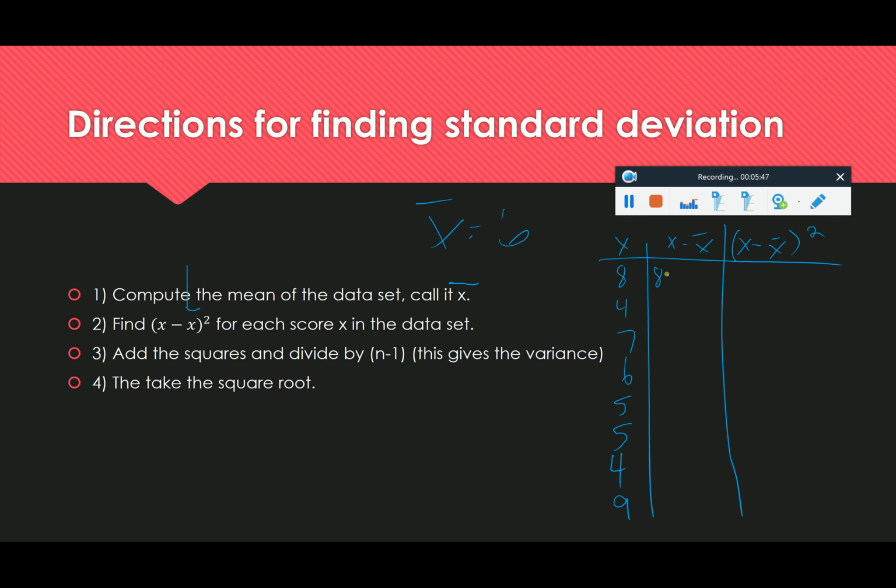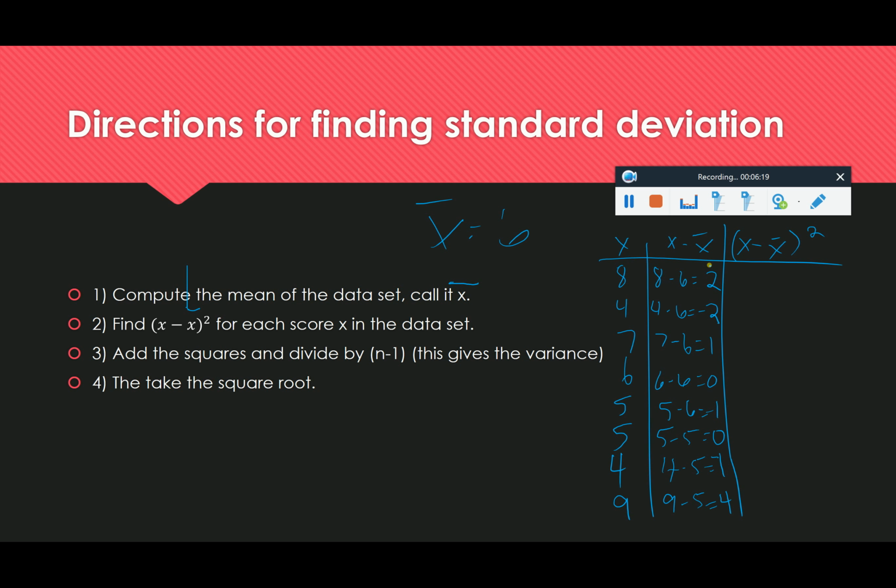So you would do 8 minus 6 equals 2. And then 4 minus 6 equals negative 2. And then 7 minus 6 equals 1. 6 minus 6 equals 0. 5 minus 6 equals negative 1. 5 minus 6 equals negative 1. 4 minus 6 equals negative 2. And 9 minus 6 equals 3.